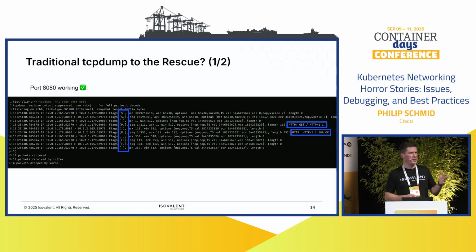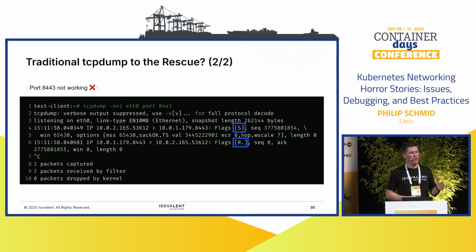Now, perhaps it's a good idea to use something like tcpdump, as you may already know it from traditional Linux troubleshooting. In there, for the healthy port, you see a proper TCP three-way handshake. You see the SYN, SYN-ACK, ACK. You see a FIN, FIN-ACK, ACK, and so on, so all good. You even see the HTTP headers in there. However, for the not working port, you're only seeing a TCP SYN sent from the client to the server, and you only see a TCP reset.